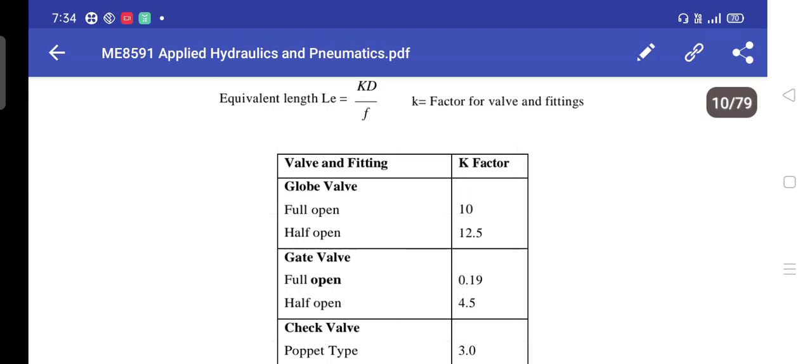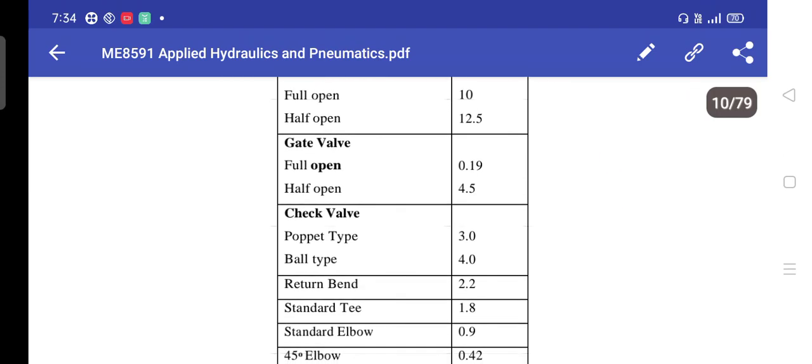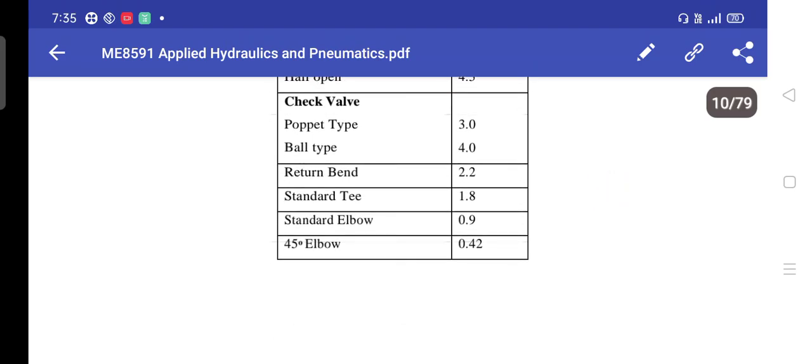Some of the factors are given here. Valve and fitting factor: globe valve full open 10, half open 12.5, gate valve full open 0.19, half open 4.5. Check valve: poppet type 3, ball type 4, return bend 2.2, standard tee 1.8, then standard elbow 0.9, 45-degree elbow 0.42.